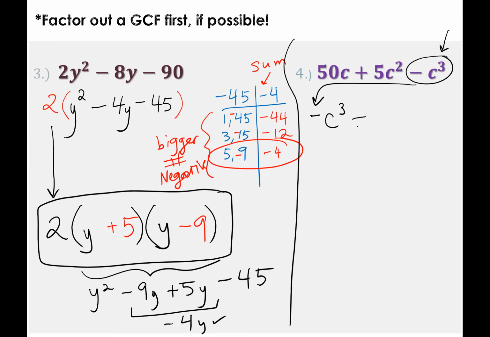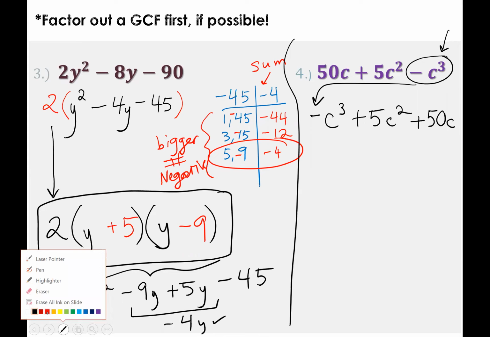Next, I'm going to have that plus 5c squared. And then finally, my last term will be plus 50c. Now, maybe you're noticing, wait, isn't the last term supposed to be a constant? Yes, actually. So that brings us to the GCF. There is a GCF here, a greatest common factor. Each of these terms has a factor of c. So we could say that our GCF is c.